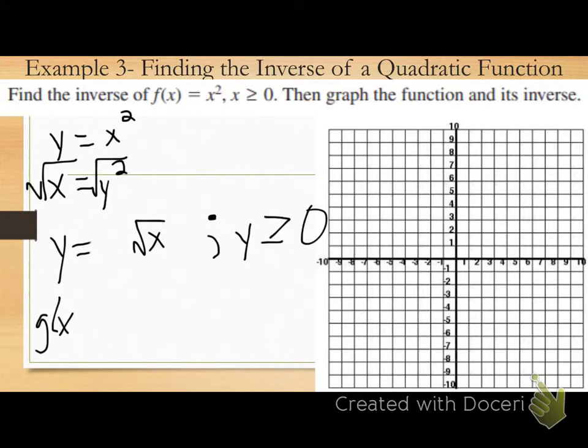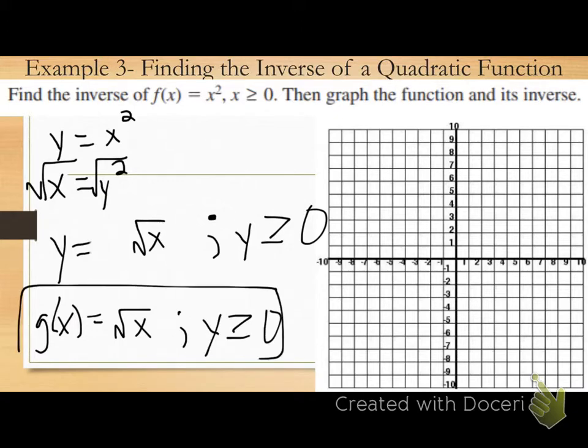So my inverse is the square root of x, where y is greater than or equal to 0. Any questions there? What's the next thing it wants me to do? Graph the function and its inverse.